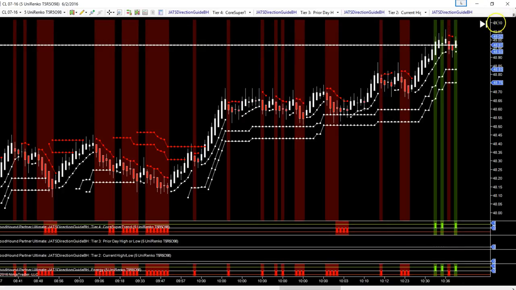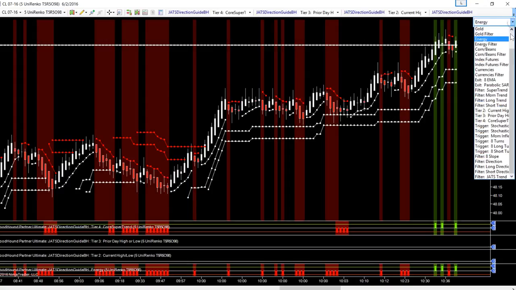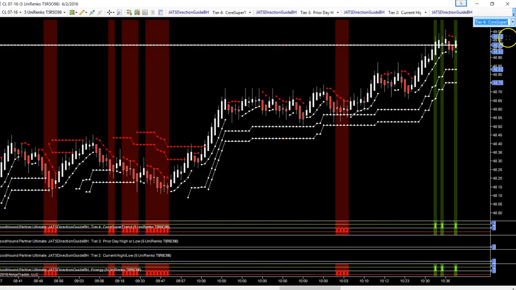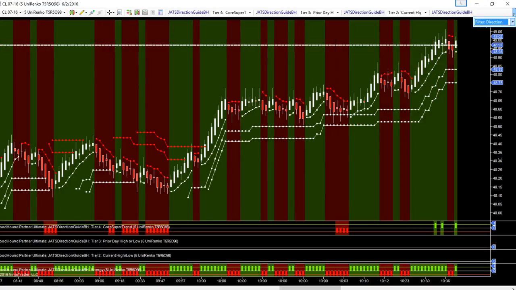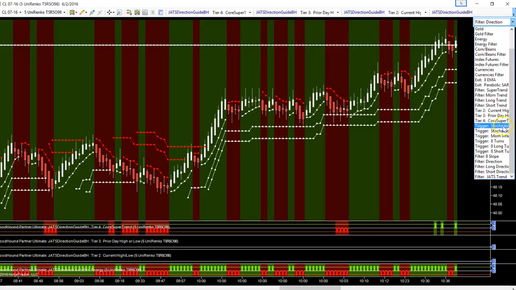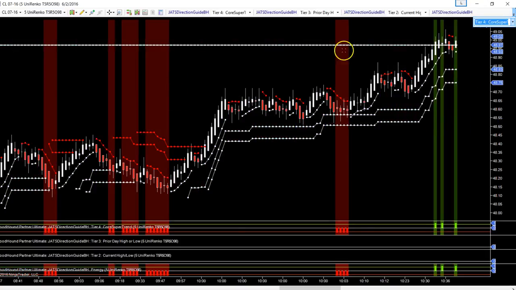So in this instance, you would want to flip this over from the filter for your energy market to your core super trend, or just your direction. My core super trend is tied to this template, open and close, so I only get those trends with the core filter, so it's not going to work.